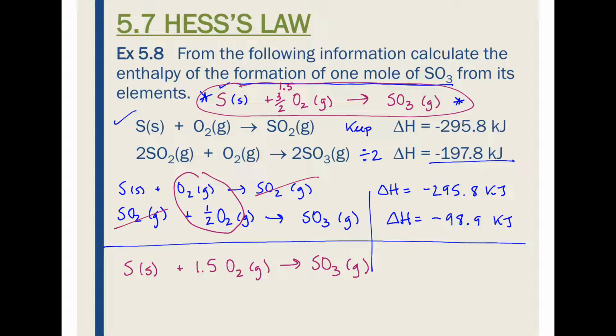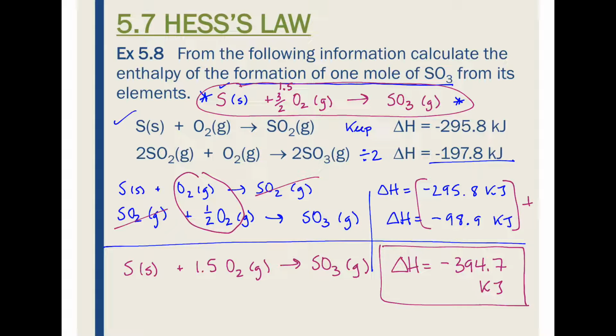So because we know that these 2 do add up to our desired reaction, to get our final answer, all we do is now add together our delta H values. So if we add these 2 together, we see that our delta H for this first example would be negative 394.7 kilojoules.